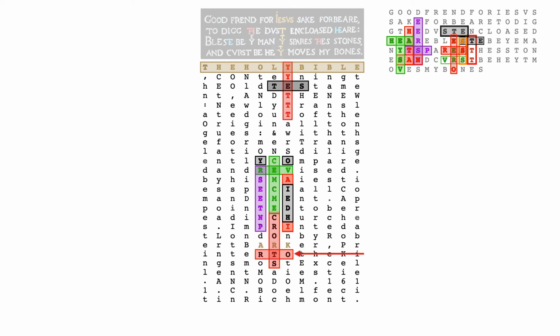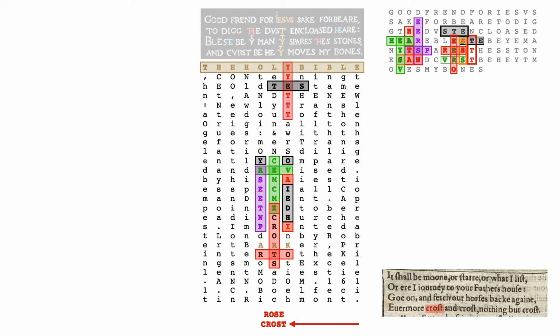Well, down here, there's an inverted cross again, Rose Cross, connected to the tree of knowledge of good and evil. The rose, and it's been crossed. And yes, that's how Shakespeare spells crossed. Crossed, crossed, crossed.